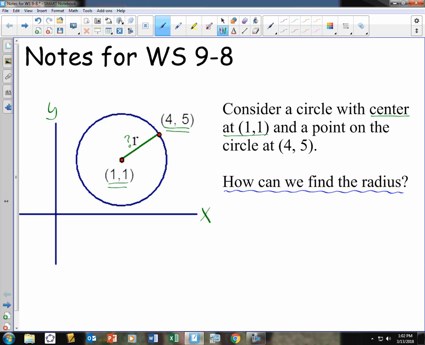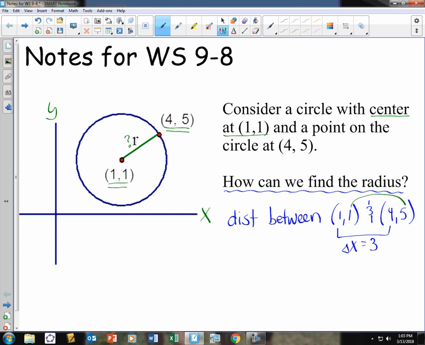Well, don't we have a formula for how to find the distance between 2 points? So let's see. The distance between the point 1, 1 and the point 4, 5. Well, let's think about the pieces that matter. This right here, change in x is 3, and then let's see here, change in y is 4.